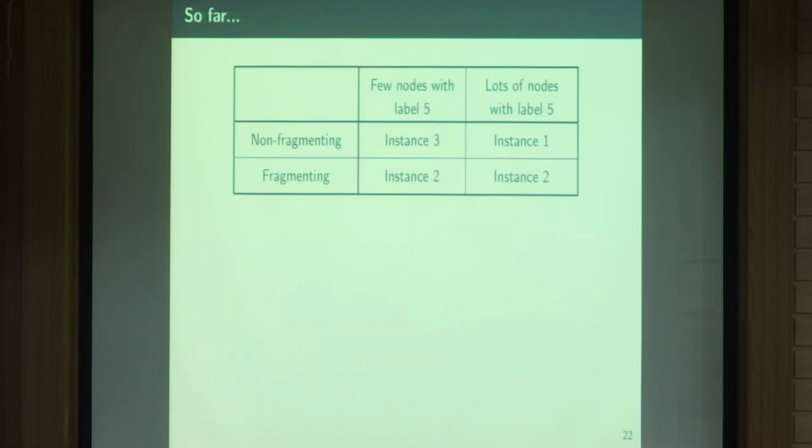Okay, so what do we have so far? We have these three instances, and every instance is good against a certain kind of cuts. For example, when we had the fragmenting cut, we observed that the second instance is bad against those. Bad means that it has large value; every cut has large value on those instances. So this is already very promising because basically we covered everything.